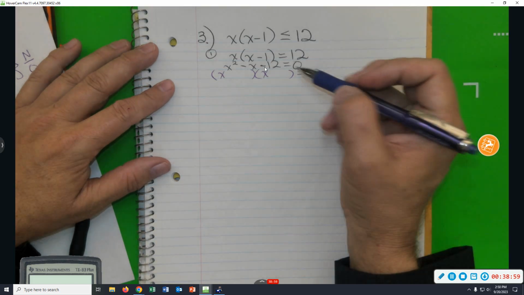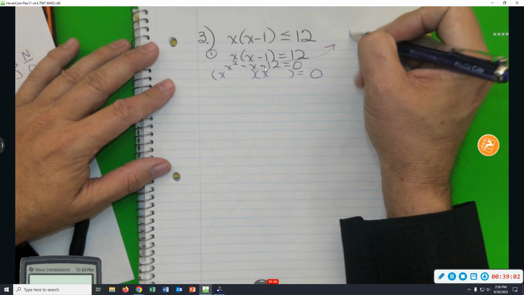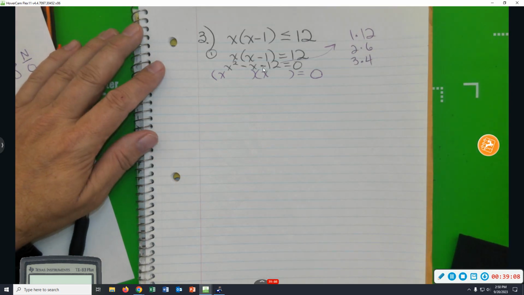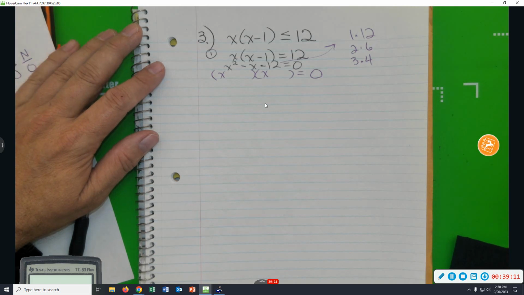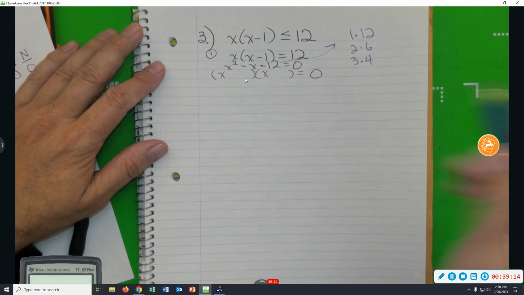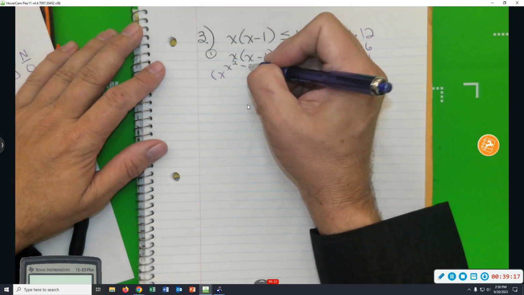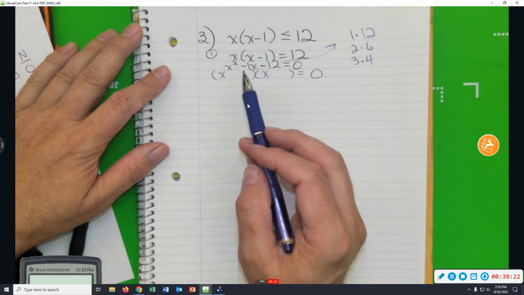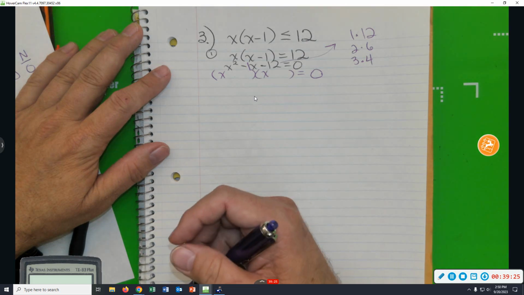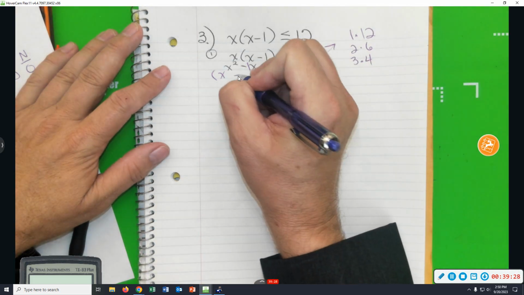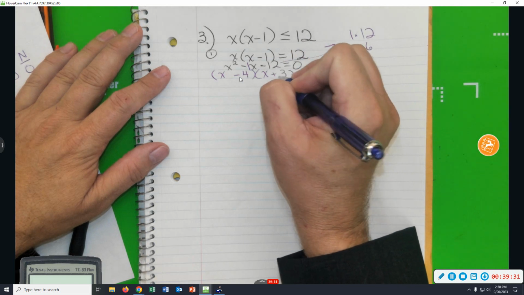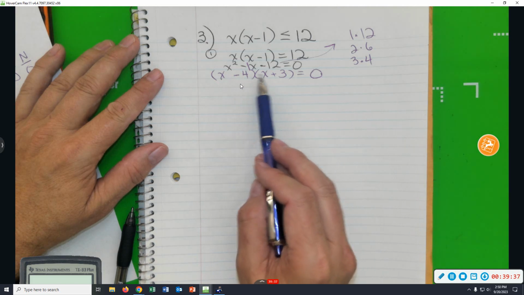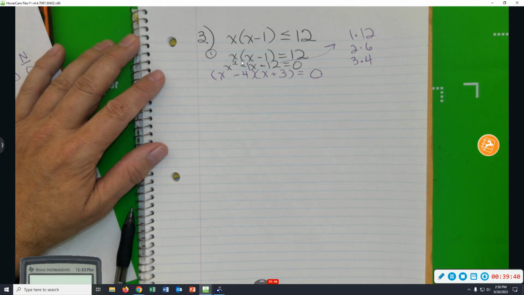For 12, there's 1 times 12, 2 times 6, and 3 times 4. Which one do you want to use? It's a simple trinomial. 3 and 4, choose the pair that subtracts to give you that 1 right here in front of that x. Play it out in your head. How are we going to get that minus 1x? Should we have a plus 4 or a minus 4? Okay, so that means we need a plus 3. So that's a 3x minus 4x. Yes, that gives us a minus 1x.